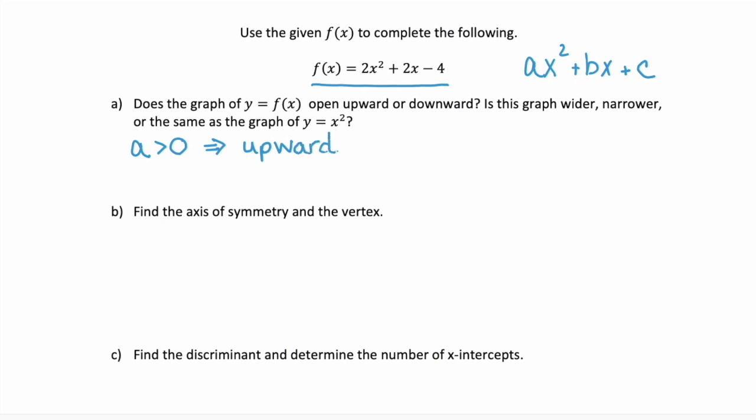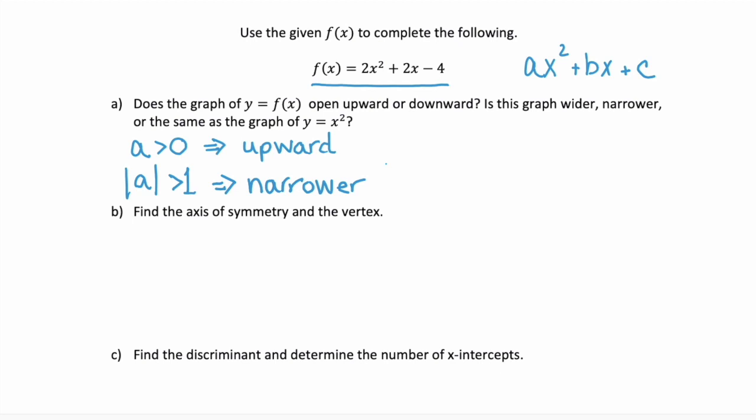And the second part of this question asks, is the graph wider, narrower, or the same as the graph of y equals x squared? Y equals x squared would be the parent function here. And again, we look at the value of a. We already considered whether a was positive or negative, and positive told us it opened upward. So now we want to look at the absolute value of a. And since it's greater than 1, this tells us that our new graph is actually narrower than the parent function, x squared.